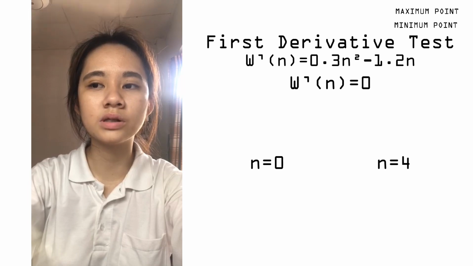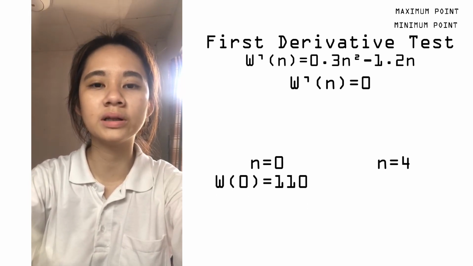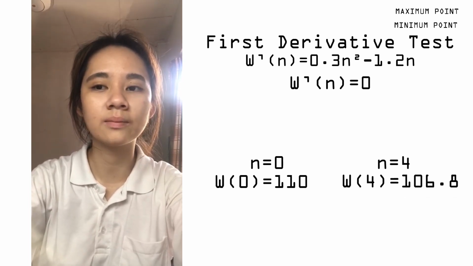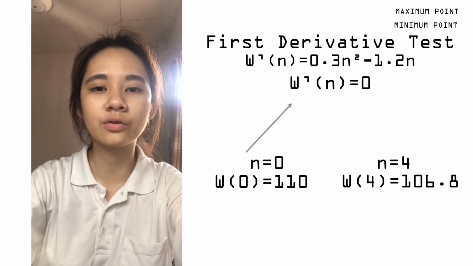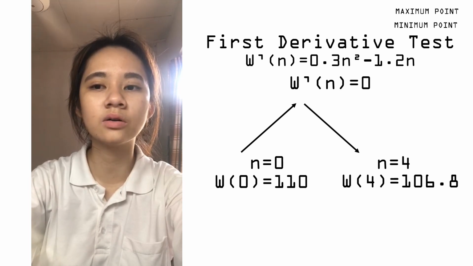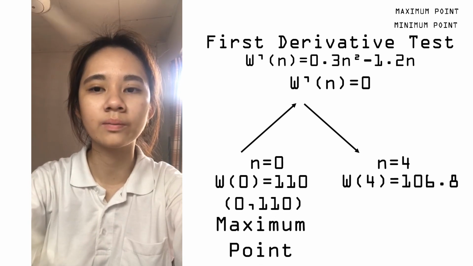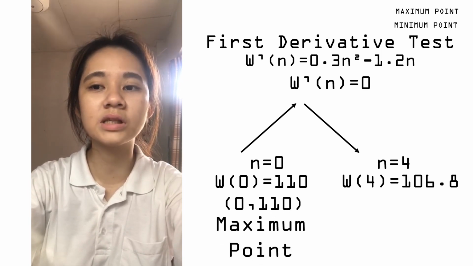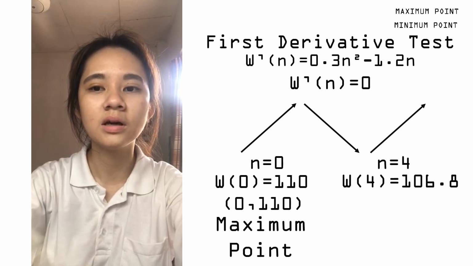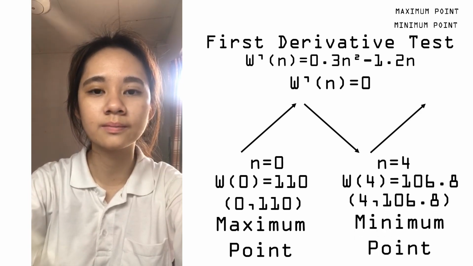When n equals 0, w of n equals 110, and when n equals 4, w of n equals 106.8. Since the graph is increasing from negative infinity to 0 and decreasing from 0 to 4, we can conclude that (0, 110) is a maximum point. The graph is decreasing from 0 to 4 and increasing from 4 to positive infinity, so that (4, 106.8) is a minimum point.